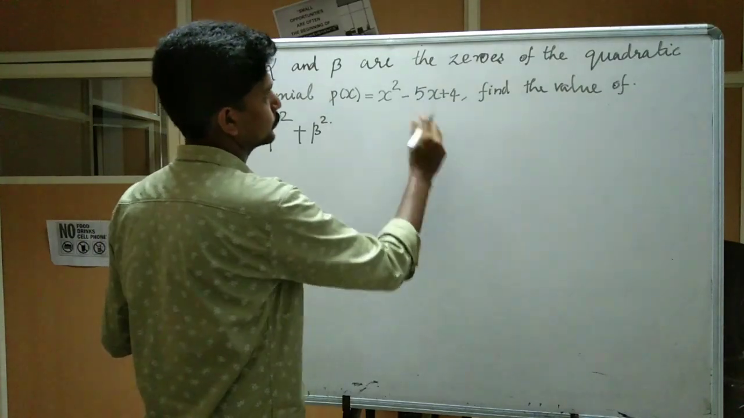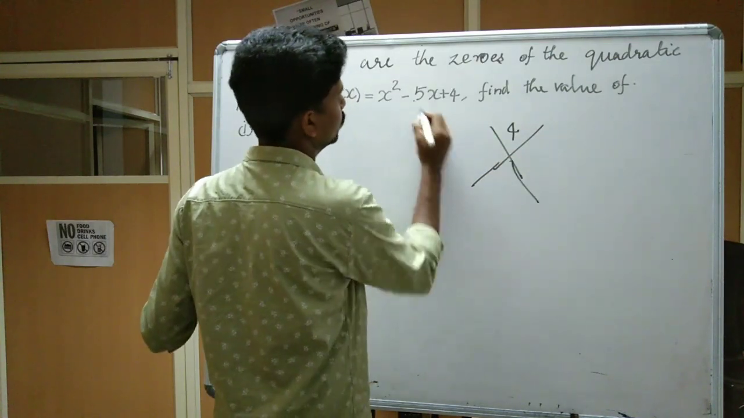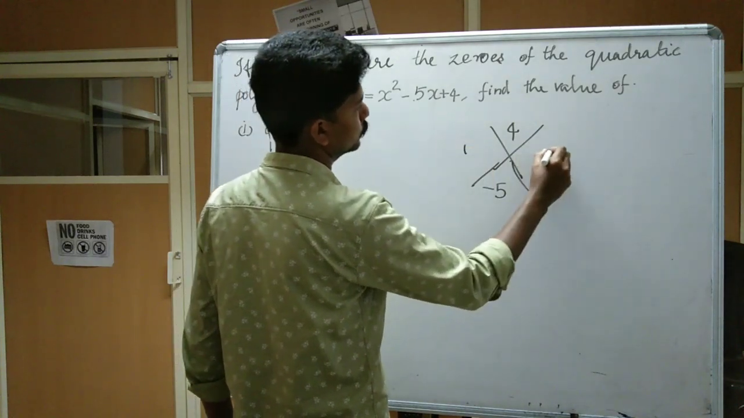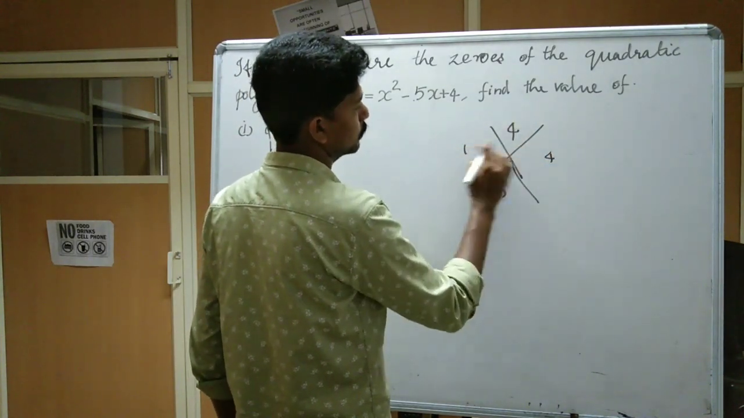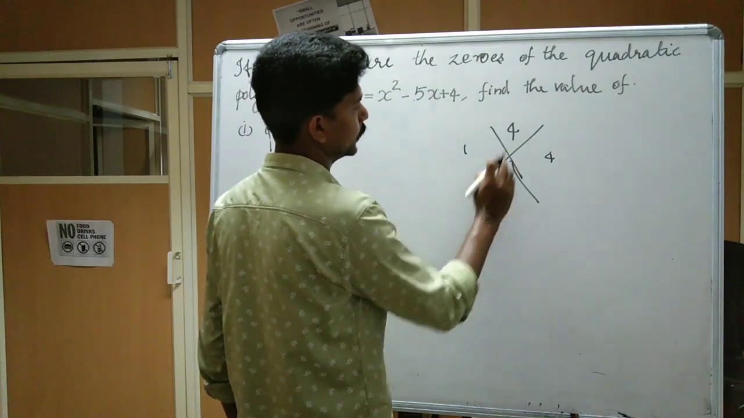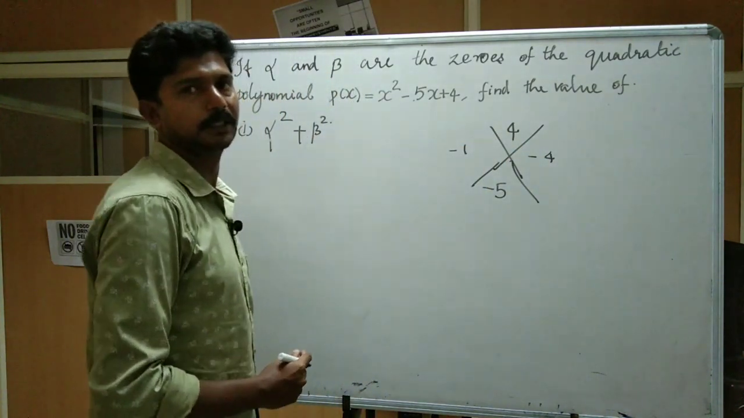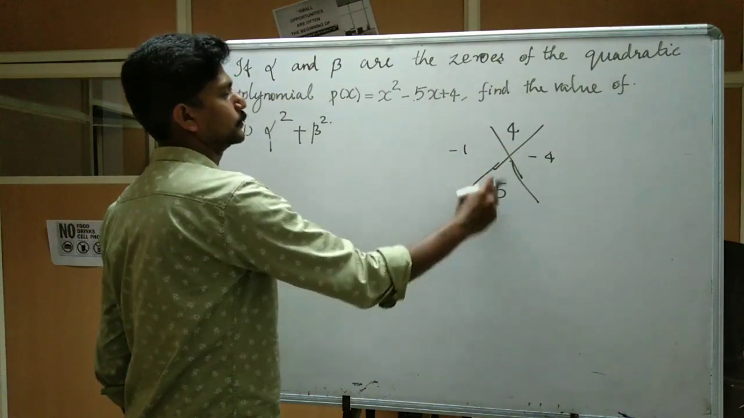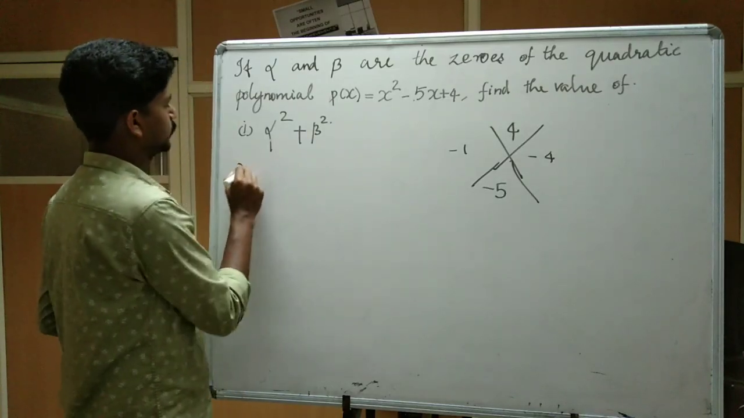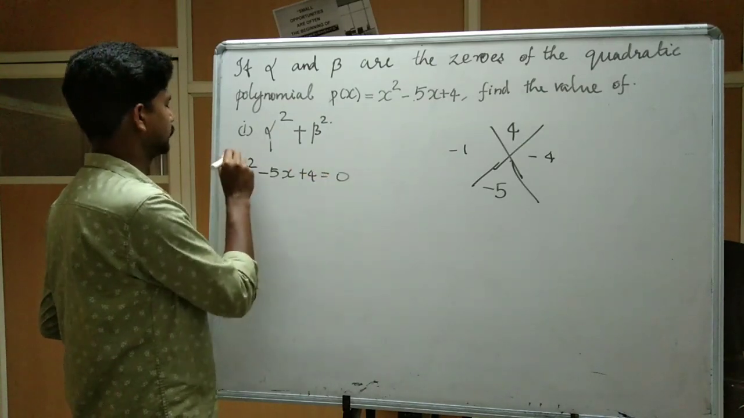So we have to get the product as 4 and the sum as minus 5. We know that 1 into 4 is 4 and 1 plus 4 is 5, that is correct. But here the sum is negative and the product is positive, so both numbers can be negative. Negative plus negative is minus 5, and negative into negative is positive 4. So we can write x square minus 5x plus 4 equal to 0.